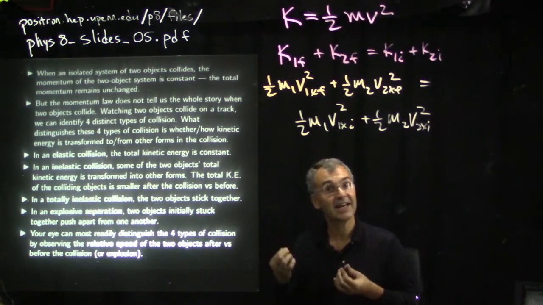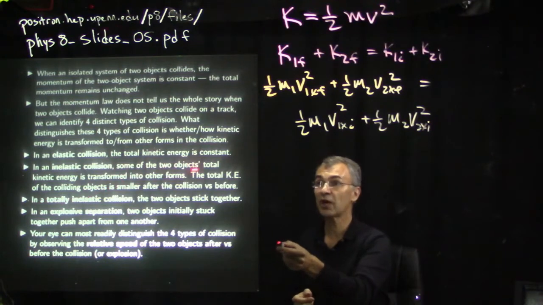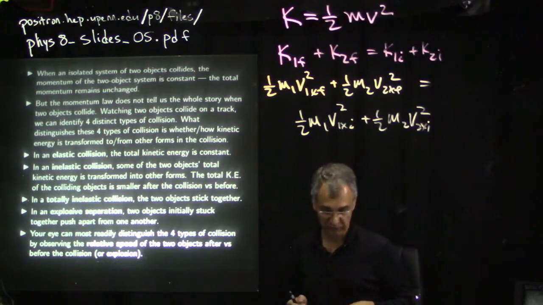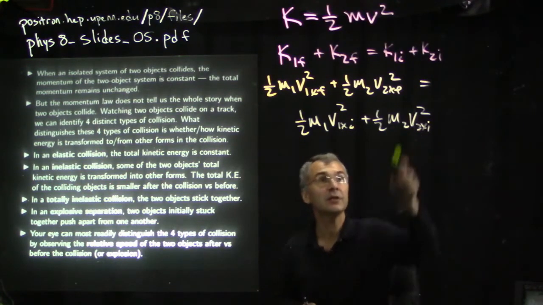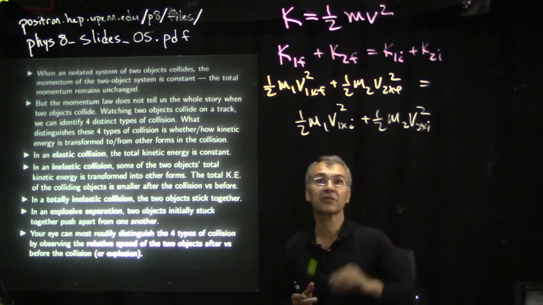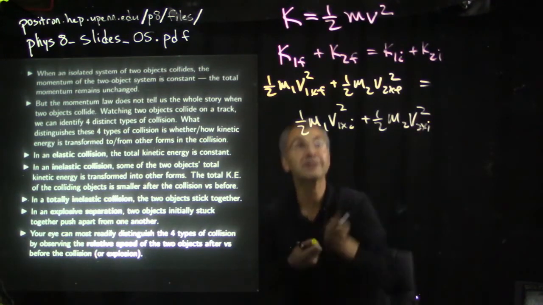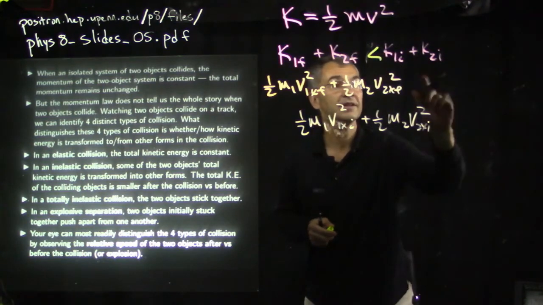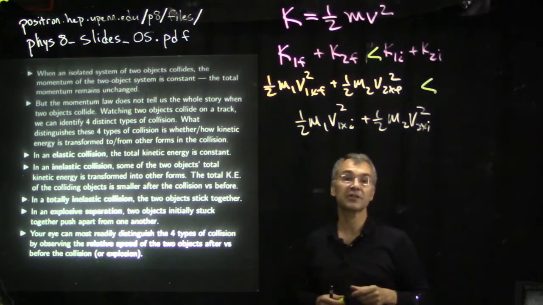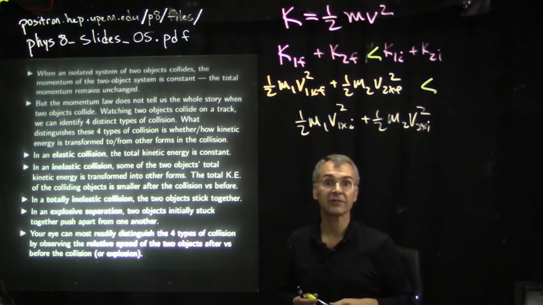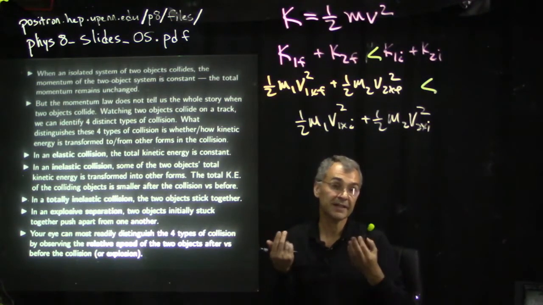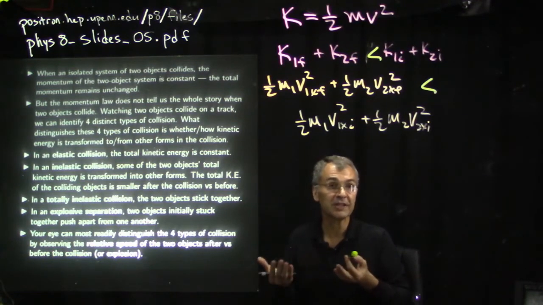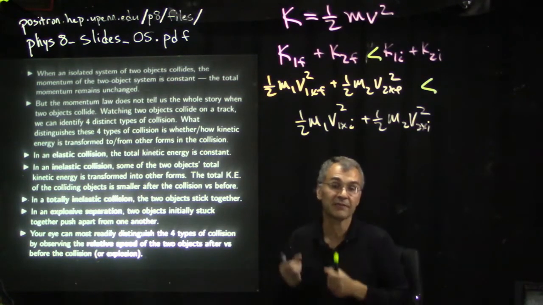In an inelastic collision, and sometimes it's tricky to pronounce inelastic, so you know it's "in" and not "an". In an inelastic collision, some of the two objects' total kinetic energy is transformed into other forms. So if it's inelastic, then instead of this being equals, this would be less than. So the kinetic energy in the final state would be less than the kinetic energy in the initial state if the collision is inelastic. Okay, so some kinetic energy is somehow transformed into some other form. Often that form is heat. Sometimes that form is like the mangling of the bumpers of a car.